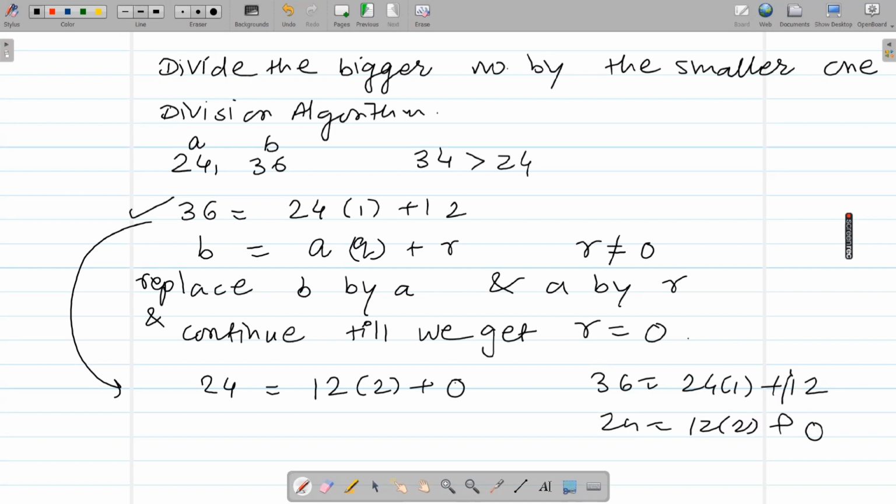And in the second last step, where you get remainder 0, just above it you have to look at the remainder, and that remainder is nothing but your required GCD. We have seen that using the factorization method, the GCD of 36 and 24 is 12. And here also we are getting it as 12.